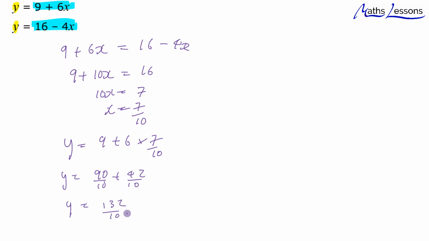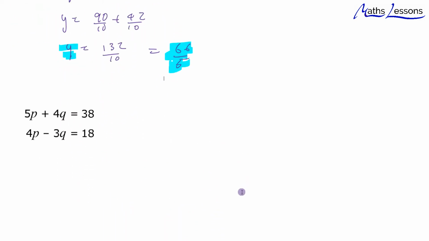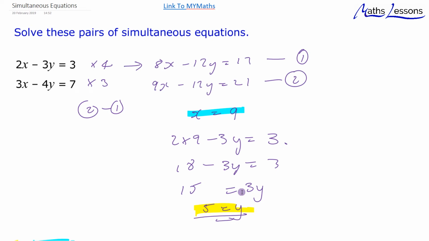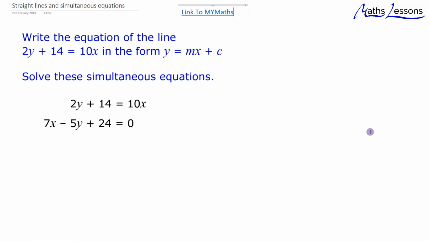But it doesn't say simplify. You'd get the marks. But if you wanted to simplify, divide the top by 2 and divide the bottom by 2 and get 66 over 5. Our final answer: x is 7/10 and y equals 66 over 5. I've got a couple more for you to have a go at. Won't do those now. What we will do is move on to the next thing, which is a bit of rearranging, and then solving some simultaneous equations.